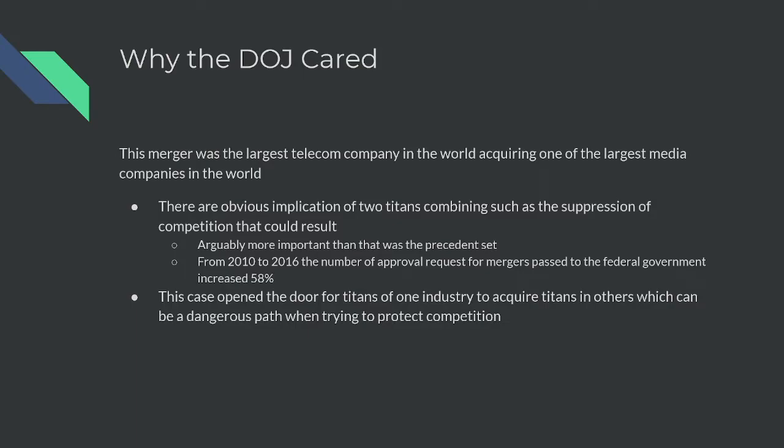Why did the DOJ care? This merger was the largest telecom company in the world acquiring one of the largest media companies in the world. There are obvious implications of the two titans combining, such as the suppression of competition that could result. Arguably more important than that was the precedent set. From 2010 to 2016, the number of approval requests for mergers passed to the federal government increased 58%. This case opened the door for titans of one industry to acquire titans in others, which can be a dangerous path when trying to protect competition.